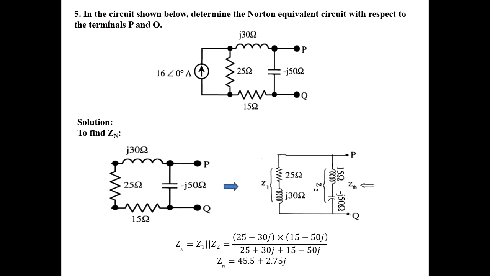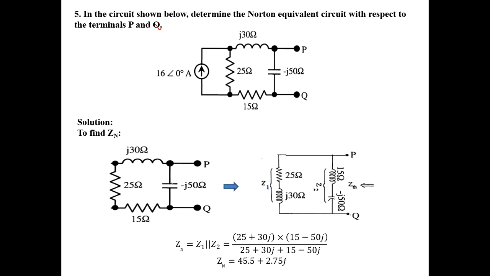Next problem. In the circuit shown below, determine the Norton equivalent circuit with respect to the terminals P and Q. This is the circuit. First we have to find the Z Norton. For Z Norton, open this current source. Here the rest remains the same. This is the circuit. Impedance means one constant value and then a complex imaginary value. We can write 25 plus J30 here and then 15 minus J50 ohm.